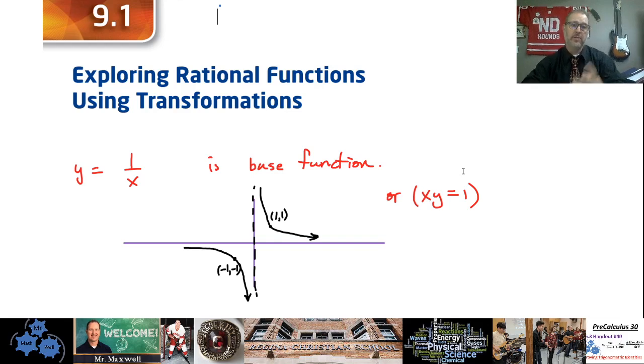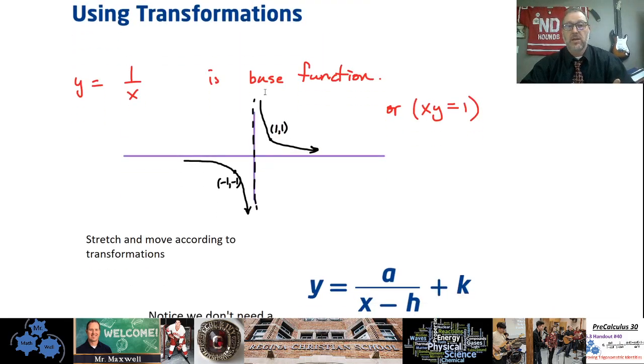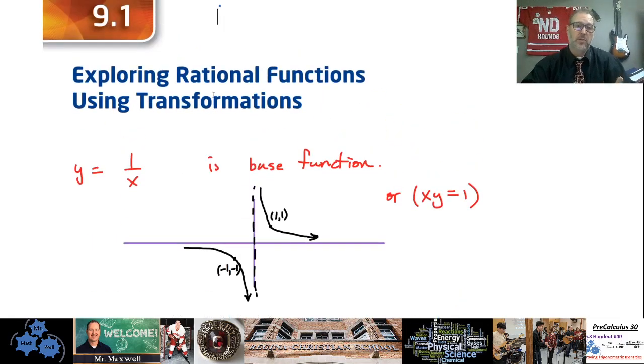In 9.1, there's only 3 sections. So in 9.1, we're just exploring these rational functions and then talking about transformations. Well, the good thing is we've been talking about transformations all year, so you know exactly what happens with transformations. If we take this graph, y equals 1 over x, which is probably the simplest rational function you could think of, it kind of looks like this. Remember, 1 times 1 is 1, or 0.5 times 2, so 0.5, 2.